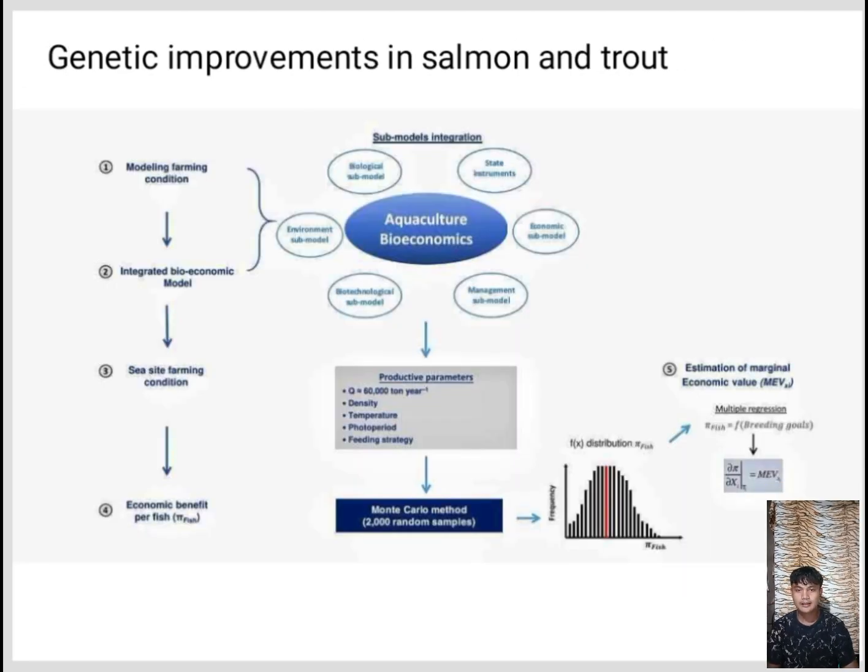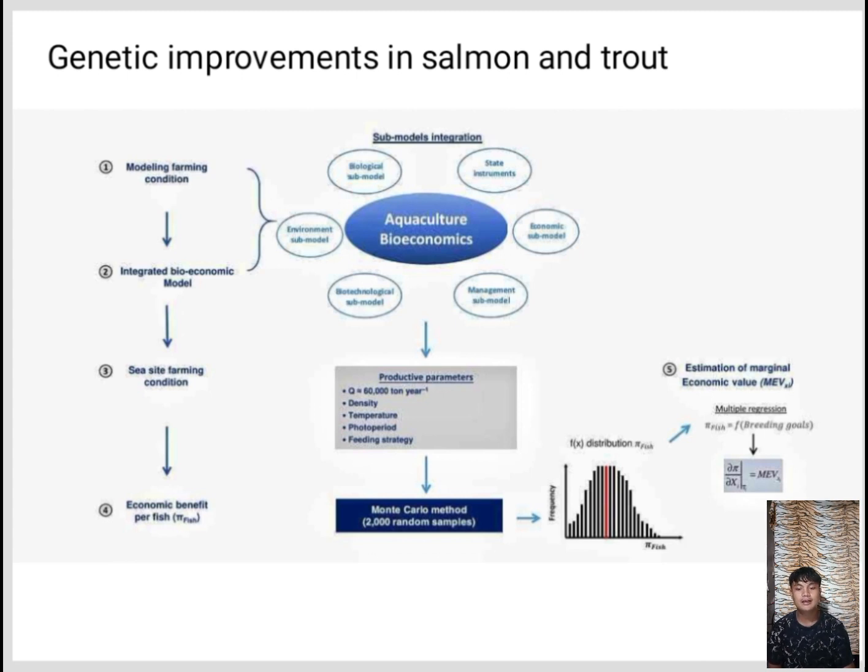Next is genetic improvements in salmon and trout. First is a step of the bioeconomic analysis approach to estimate marginal economic value for salmon breeding programs. Productive environment and economic data from the company or the industry are used to build environmental, management, biotechnological, and economic submodels.